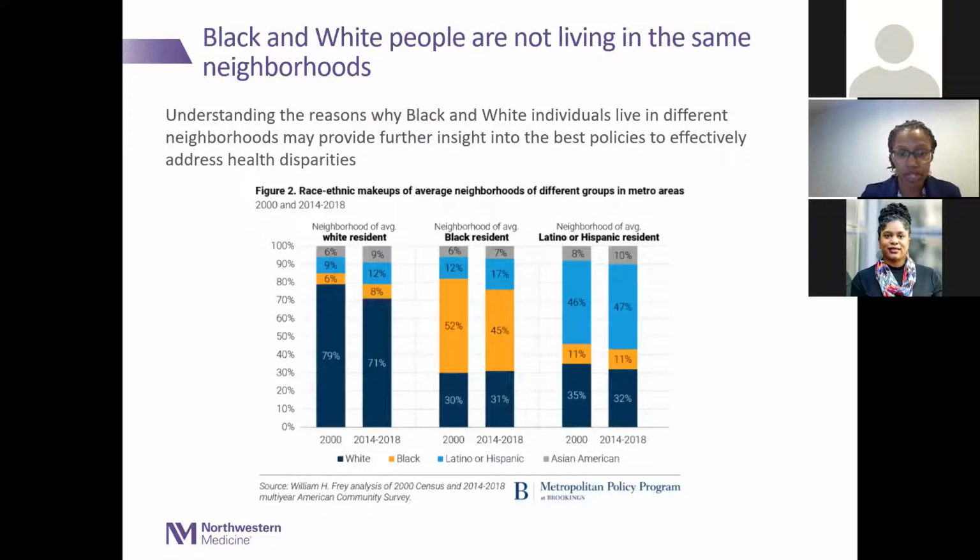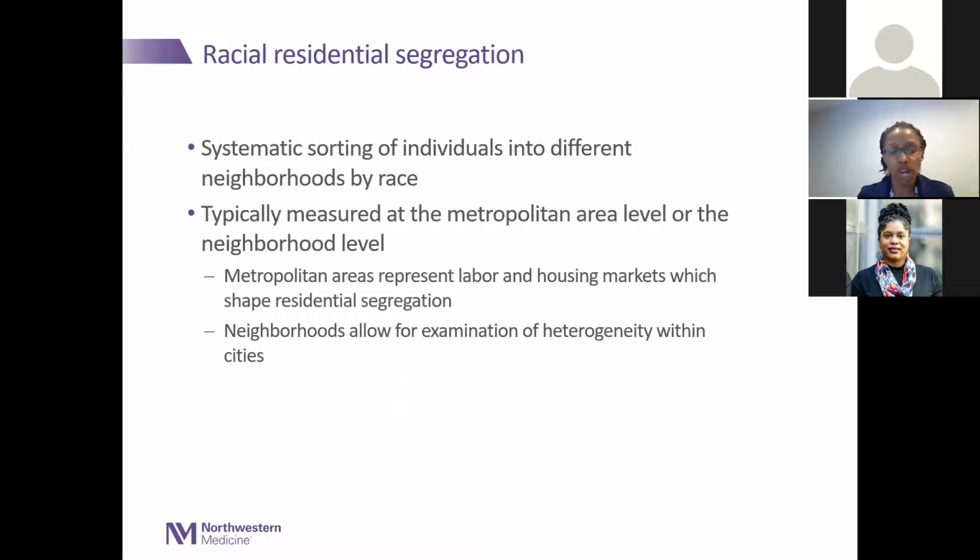address health disparities. And so there are several reasons why Black and white people are living in different neighborhoods, but one driving factor is racial residential segregation. Racial residential segregation is the systematic sorting of individuals into different neighborhoods by race. So systematic is key here. It's not a random phenomenon.